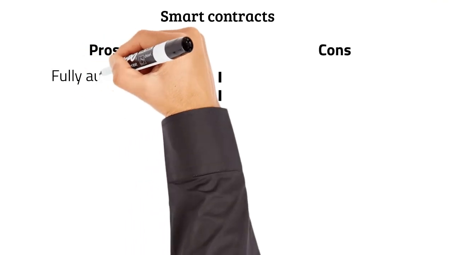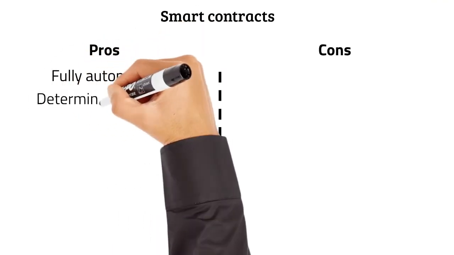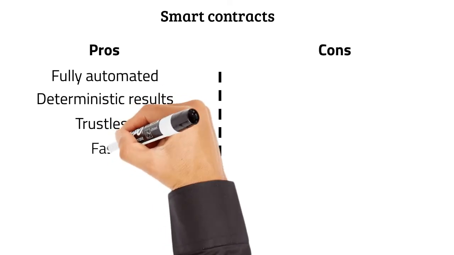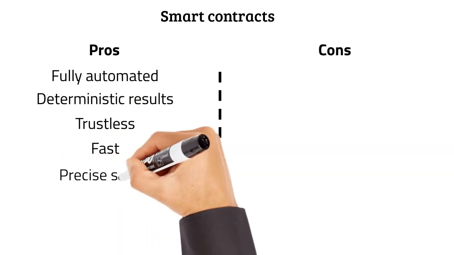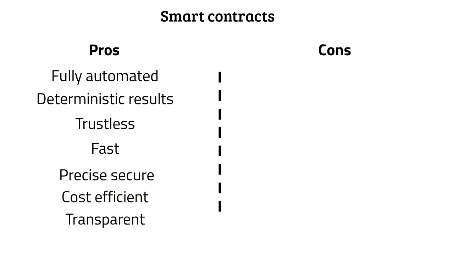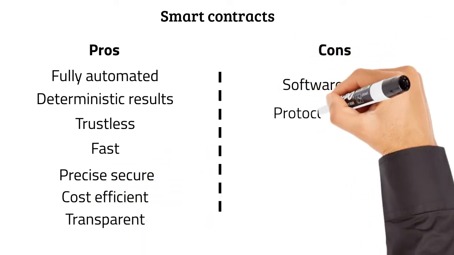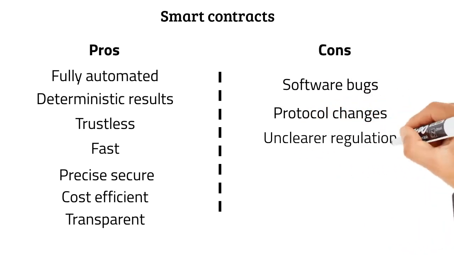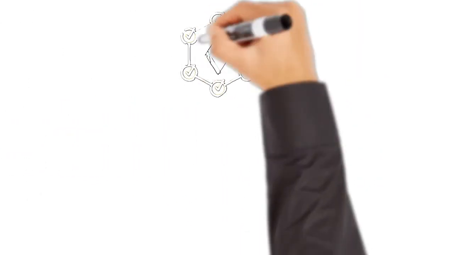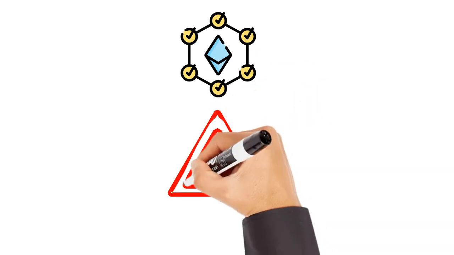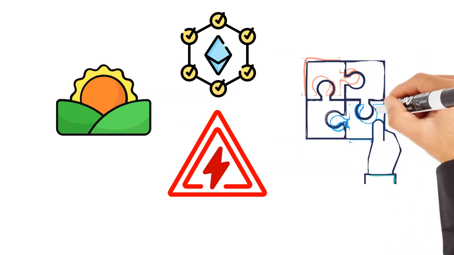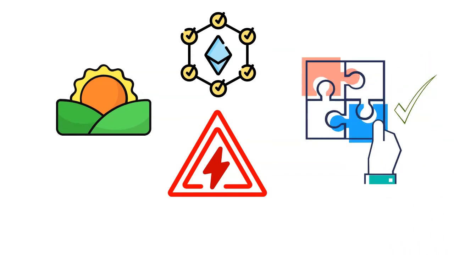Let's summarize both the pros and cons of smart contracts. Pros: fully automated, deterministic results, trustless, fast, precise, secure, cost efficient, and transparent. Cons: software bugs, protocol changes, unclear regulations, and unclear taxes. Even though smart contracts carry certain risks, we have to remember that we are still very early and most of the current problems are solvable.